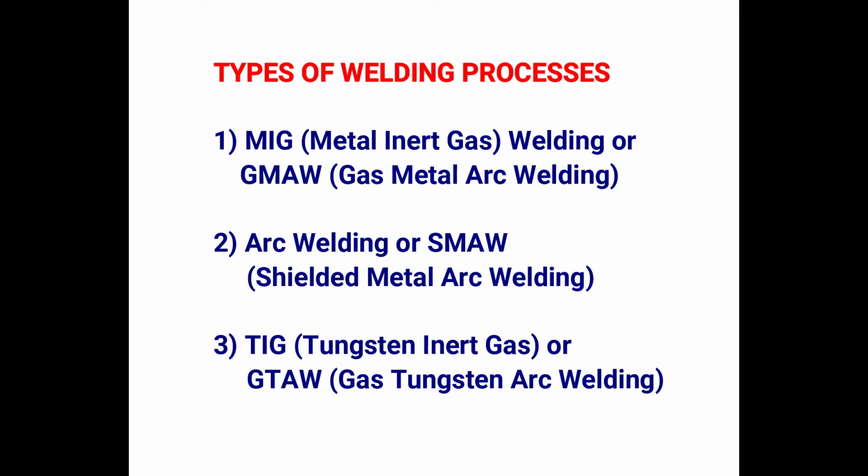Types of welding processes. The main types of welding used in industry and by home engineers are commonly referred to as MIG welding, arc welding, gas welding and TIG welding. You can learn about the different types of welding processes for your understanding.